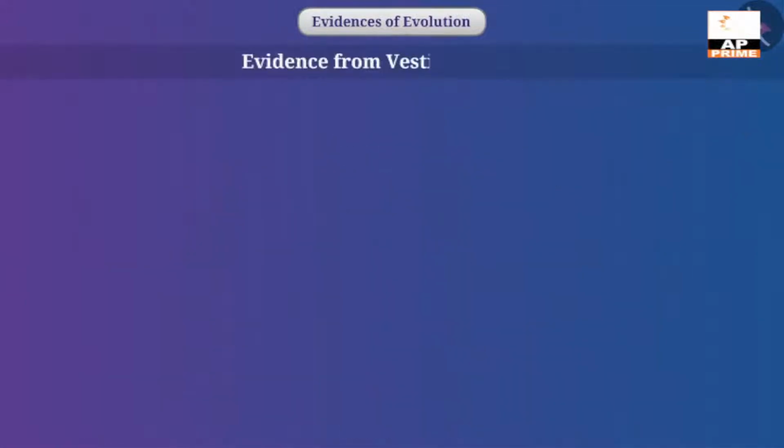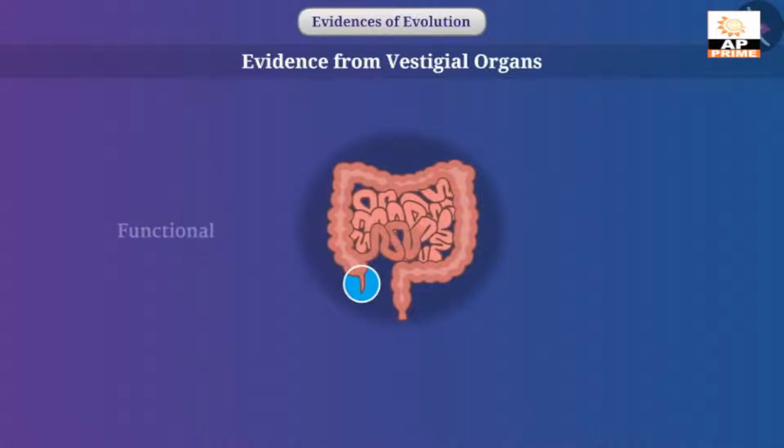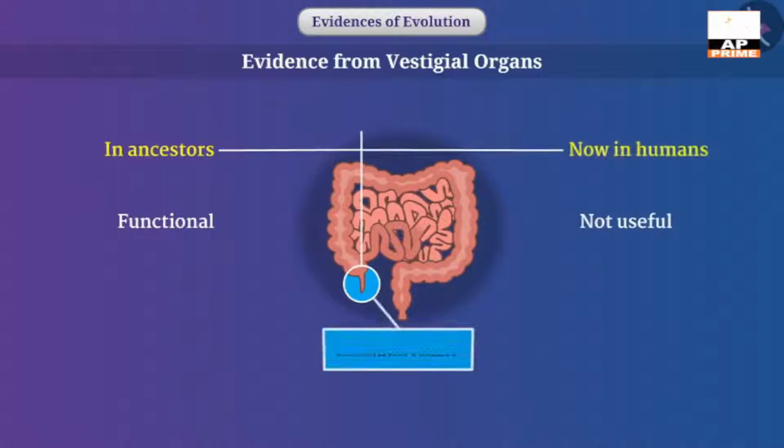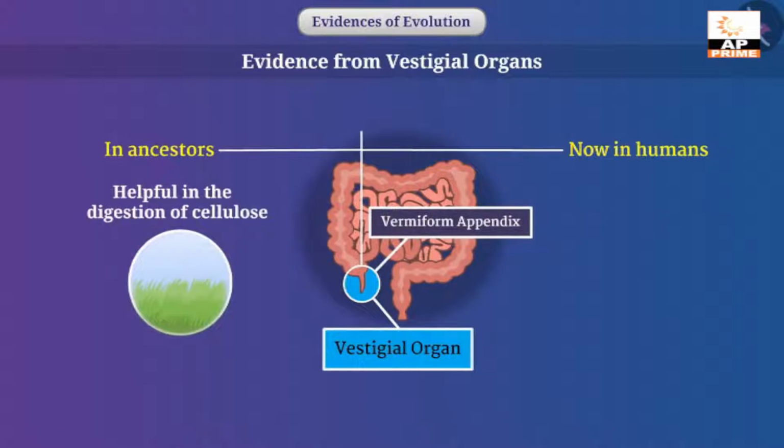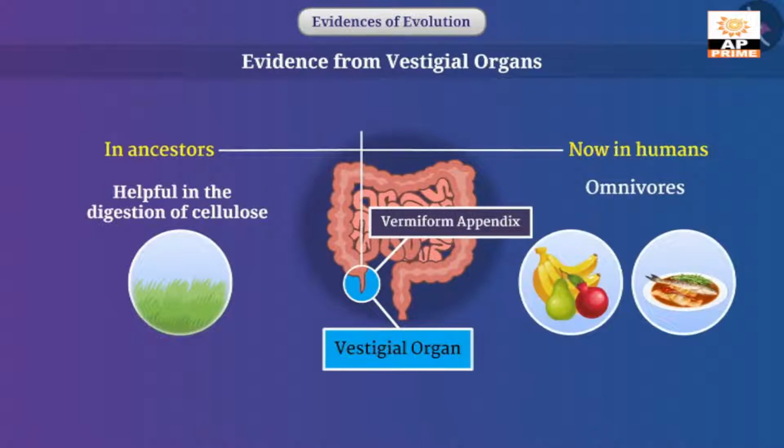Evidence from vestigial organs. Organisms have organs that were functional in the ancestors, but these are not at all useful. These are called vestigial organs. As in ancestors of humans, the vermiform appendix was helpful in digestion of cellulose. During development, humans became omnivores and the amount of cellulose in food decreased. This made the vermiform appendix a vestigial organ.